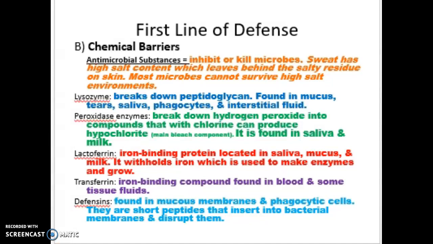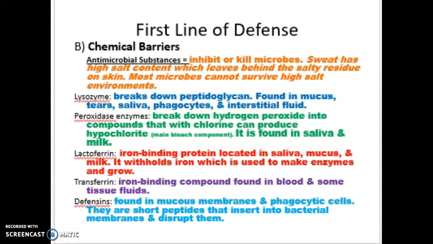Lactoferrin and transferrin both work the same way. They're just found in different parts of the body. Both of them, if you look at the suffix ferrin, it refers to iron. And so they're an iron-binding compound or protein that makes it so that it's not accessible in the environment. Let's say we're looking in the bloodstream and you've got bacteria in your bloodstream. Transferrin binds the iron so any bacteria can't access it. If they can't get iron, they can't reproduce. Same thing with lactoferrin. It's found in saliva, mucus, and milk.